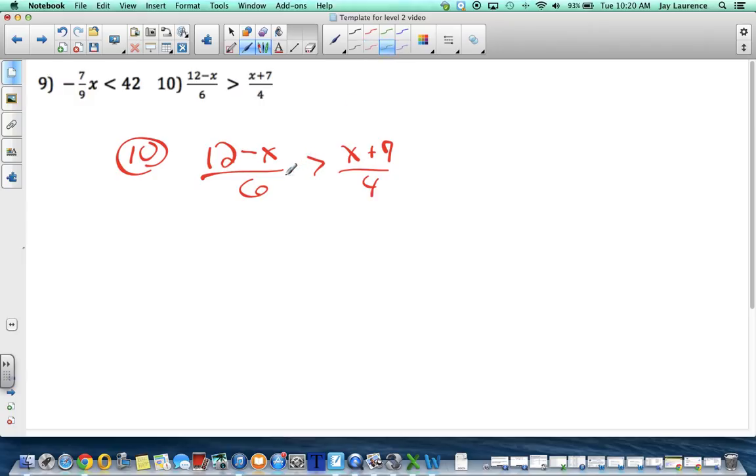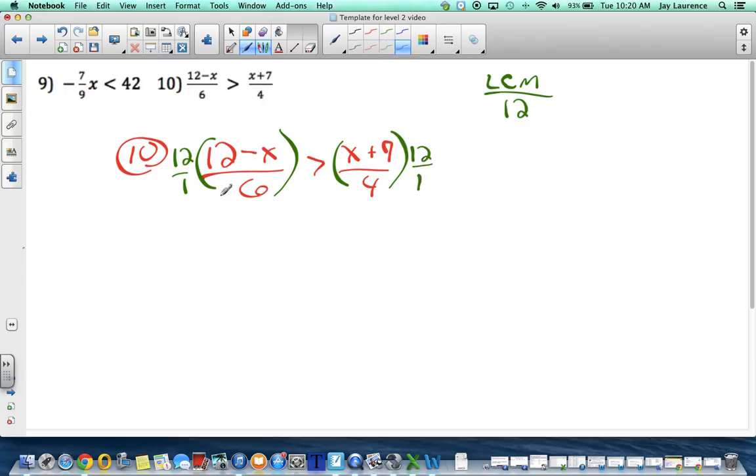Well, there's fractions on both sides. They're kind of screwing me up. So I'm going to multiply by the least common multiple. What is the smallest number that both 6 and 4 divide into? 12. So I'm going to multiply by 12 over 1 here, and I'm going to multiply by 12 over 1 here.